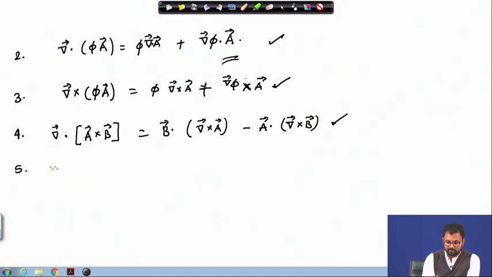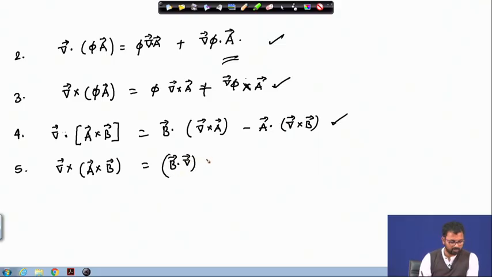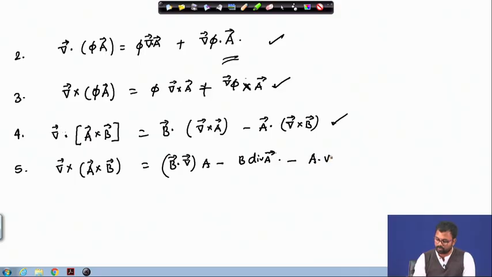All right. Next we have the curl of A cross B. If we have the curl of A cross B, then this will be B dot nabla A, minus B divergence of A, and then minus A dot nabla B plus A divergence of B.